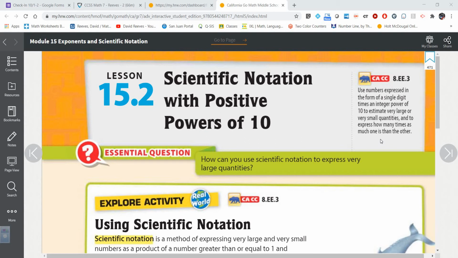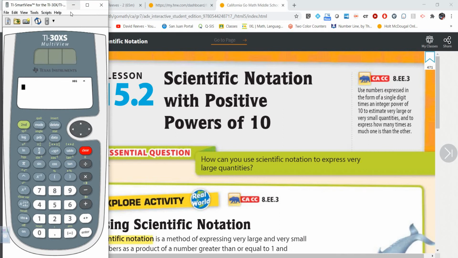Today we're going to be talking about scientific notation. I'm wondering if you ever put a problem in your calculator. I'm going to go ahead and pull up my handy dandy calculator here, and you had some really big numbers.